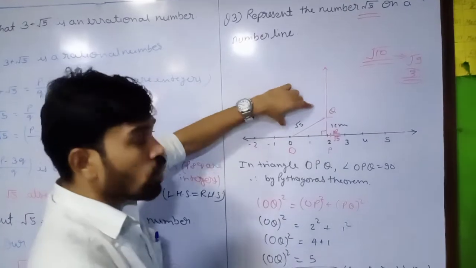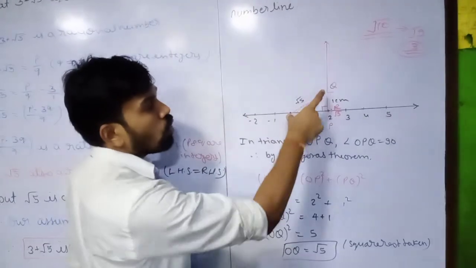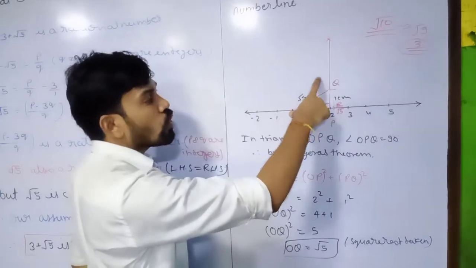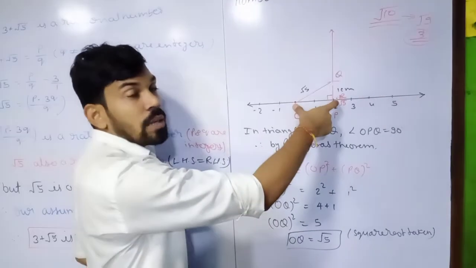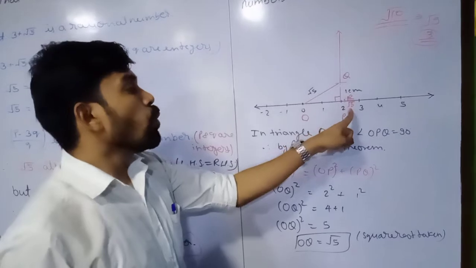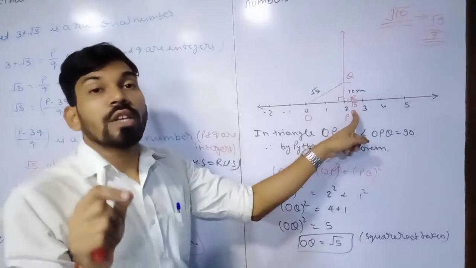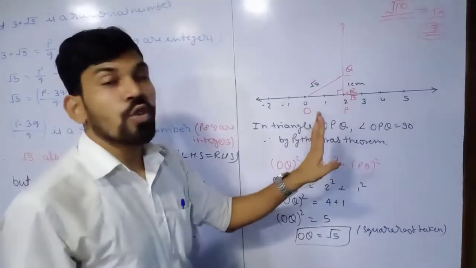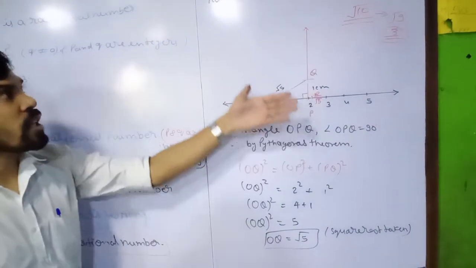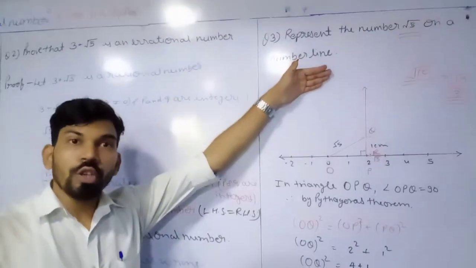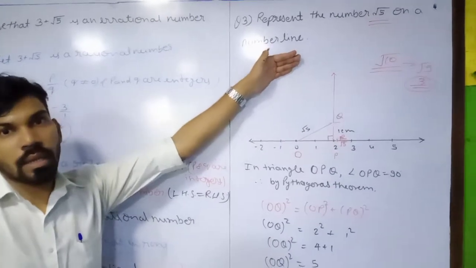Again we take the compass, put it on O, take the distance of OQ and make a cut. Wherever we get that cut on the number line, that is the point where √5 should come. So here we got √5, and we named it R. This way we can represent any root number on the number line. Now the next.